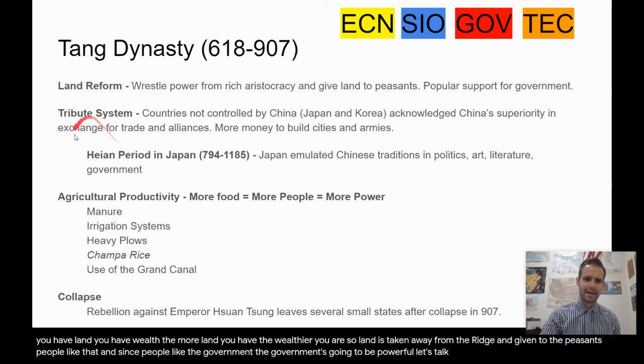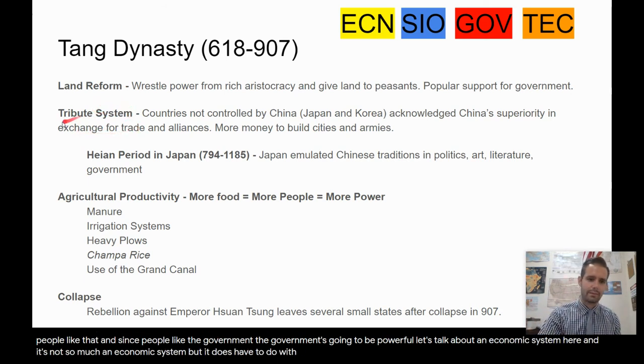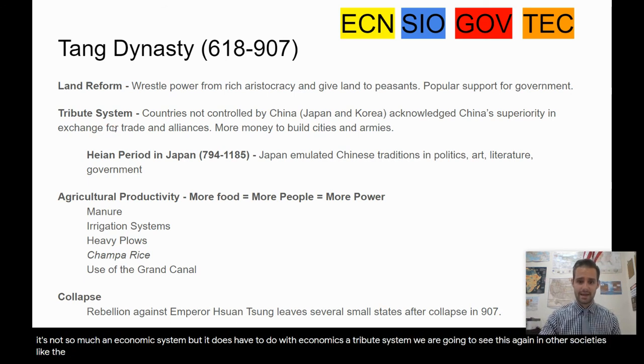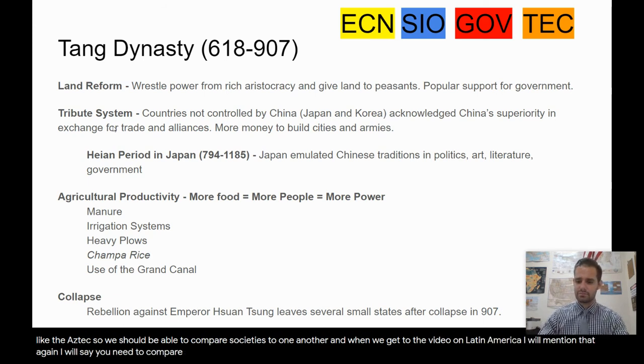Let's talk about an economic system here. And it's not so much an economic system, but it does have to do with economics. A tribute system. We are going to see this again in other societies like the Aztecs. So we should be able to compare societies to one another. And when we get to the video on Latin America, I will mention that again. I will say you need to compare this to what was going on in China.